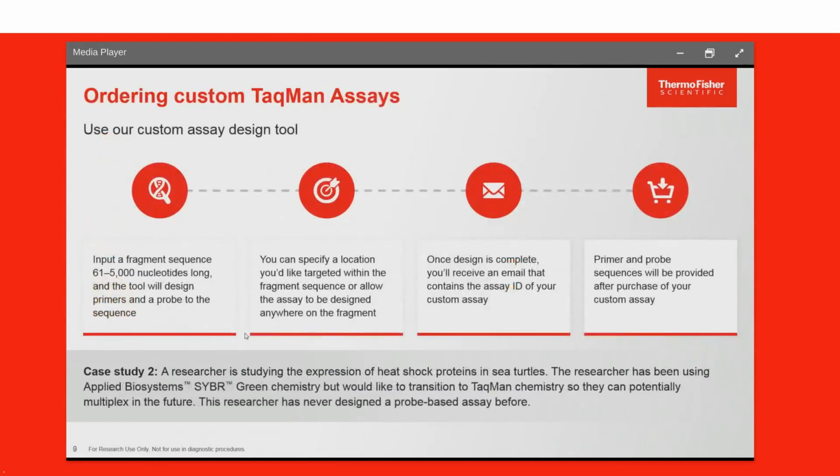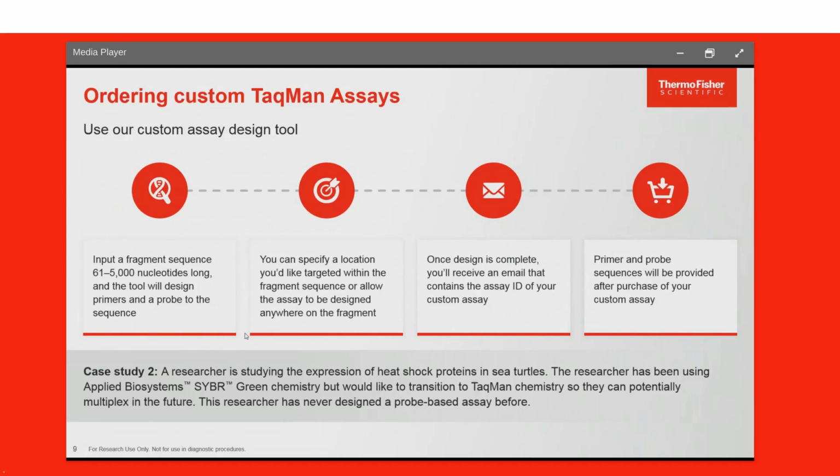And so let's imagine for a second that we were not able to find an assay that worked for us within the Thermo Fisher catalog of assays. So let's say we're doing research on a species that isn't commonly researched. If you weren't able to search within the Thermo Fisher website and find a pre-designed assay that works for you, our custom assay design tool would be a really nice option for you to use. So to use our custom assay design tool, customer would need to either paste in or type in a fragment sequence that's between 61 and 5,000 nucleotides long.